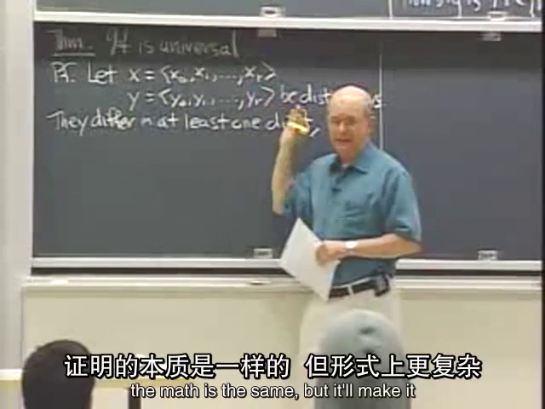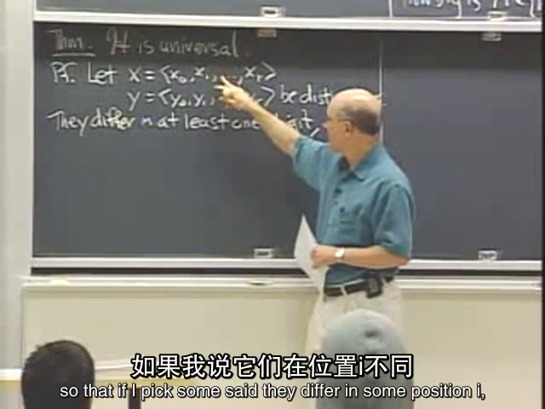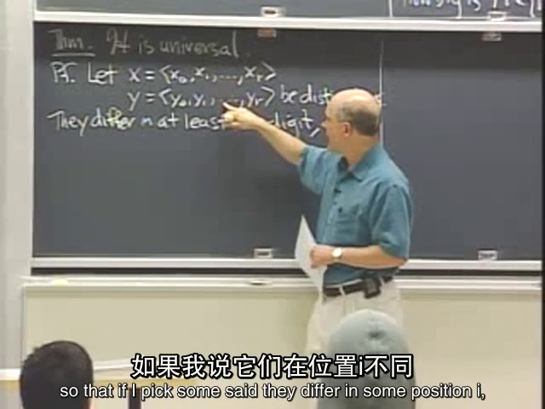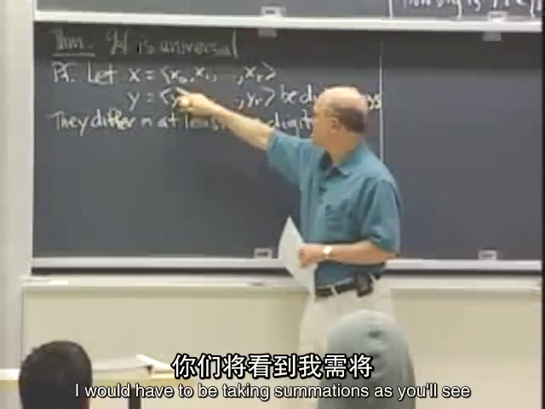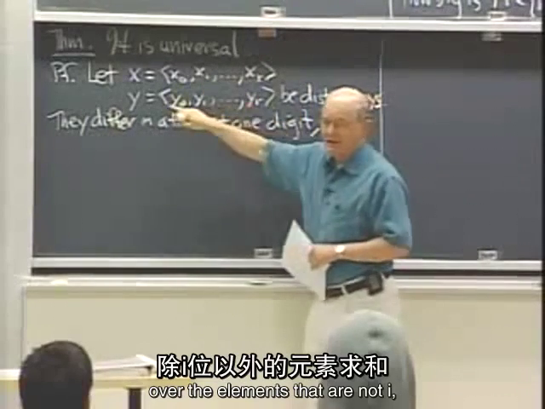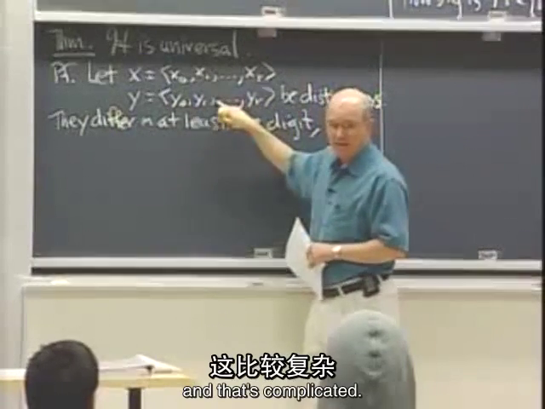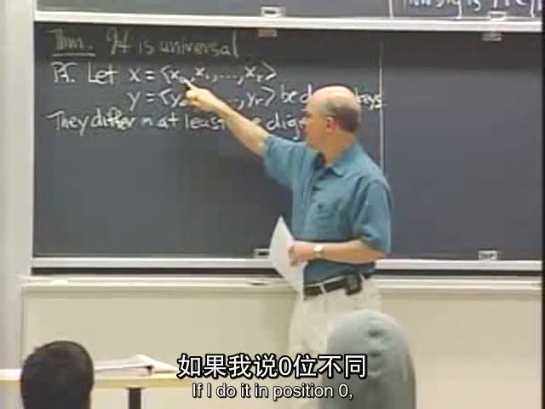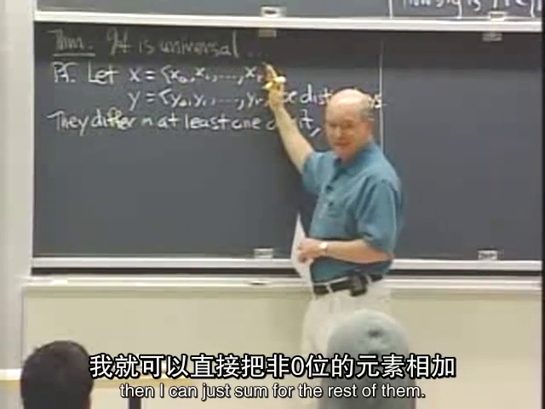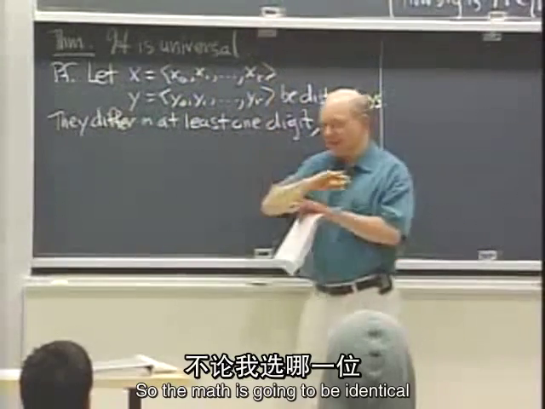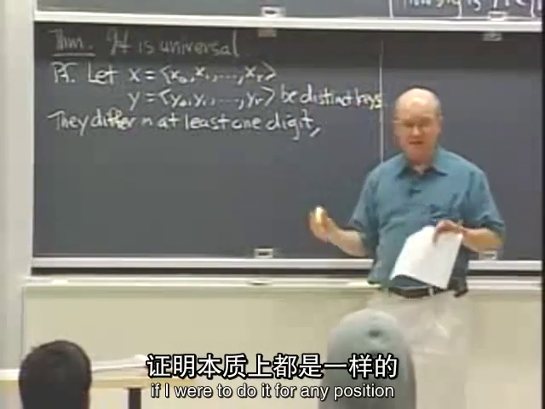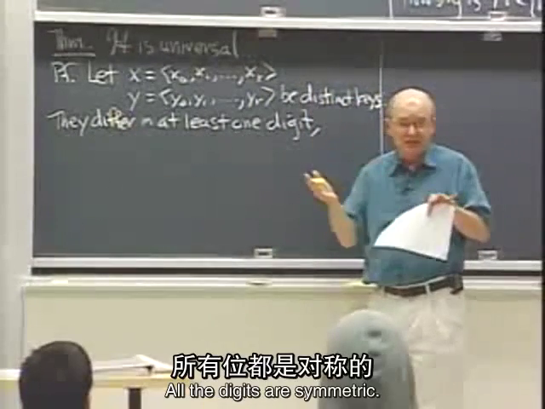The math is the same, but it'll make it so that if I said they differ in some position i, I would have to be taking summations, as you'll see, over the elements that are not i, and that's complicated. If I do it in position 0, then I can just sum for the rest of them. So the math is going to be identical if I were to do it for any position, because it's symmetric. All the digits are symmetric.